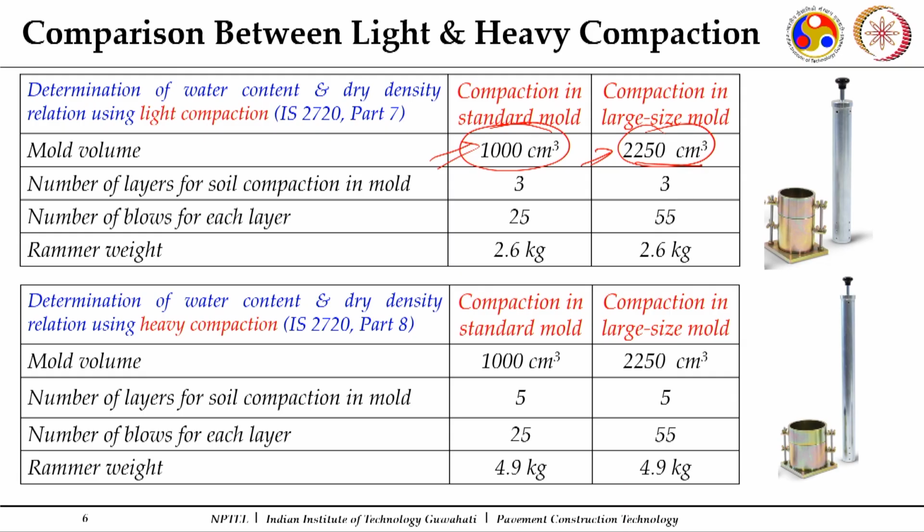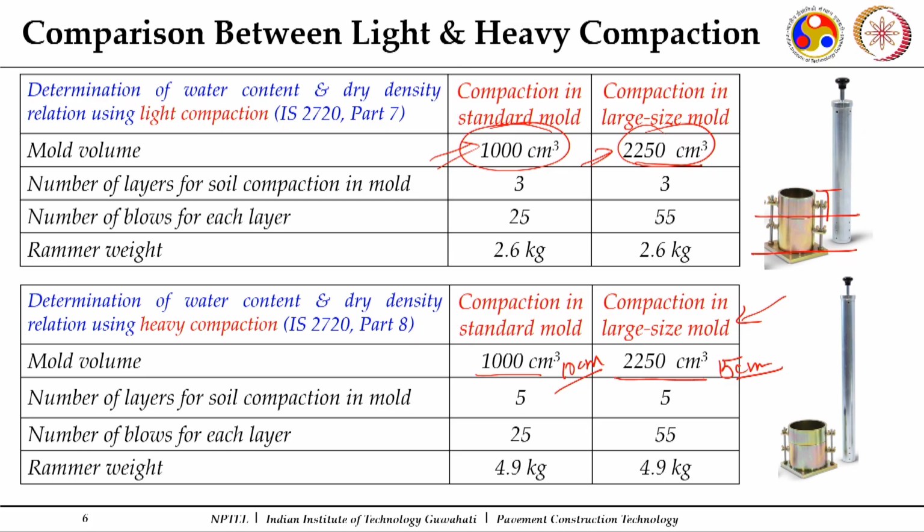Now, as I said, for our cases we will specifically prefer heavy compaction only, for most of the highways. So, in that case you can go with the 1000 ml mold or 2250 ml. This will be the 10 centimeter dia mold and this will be the 15 centimeter dia mold, cylindrical molds of this type. This is a collar, the top which you are seeing, and the bottom one is your cylindrical mold, and these are the different rammers which are going to be used.